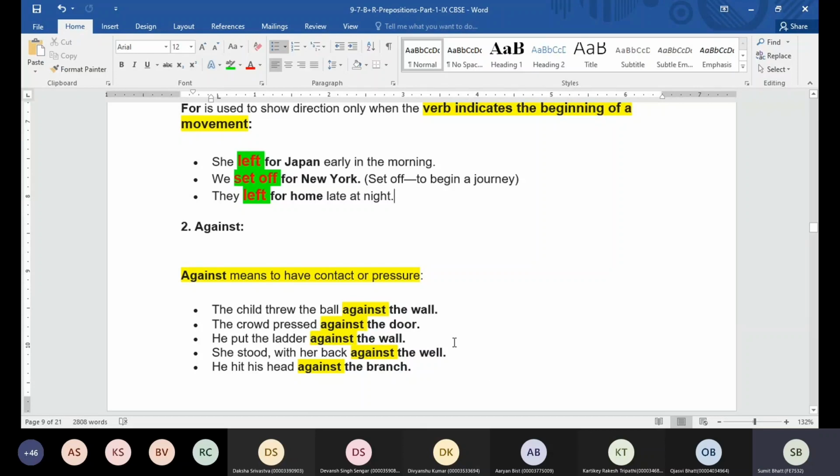The crowd pressed against the door. Again, there was some kind of contact between these two things, the crowd and the door. He put the ladder against the wall. Again, it was against the wall, that means it was in contact with the wall. She stood with her back against the wall. He hit his head against the branch. So we are talking about some contact or pressure, and we have two things in contact.